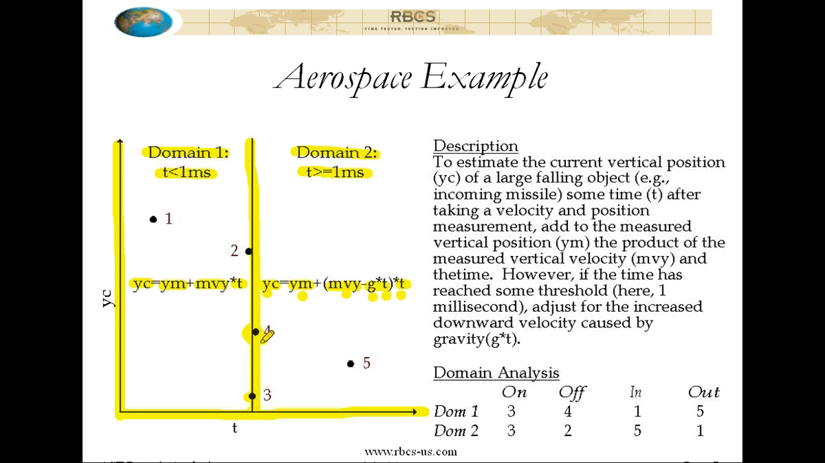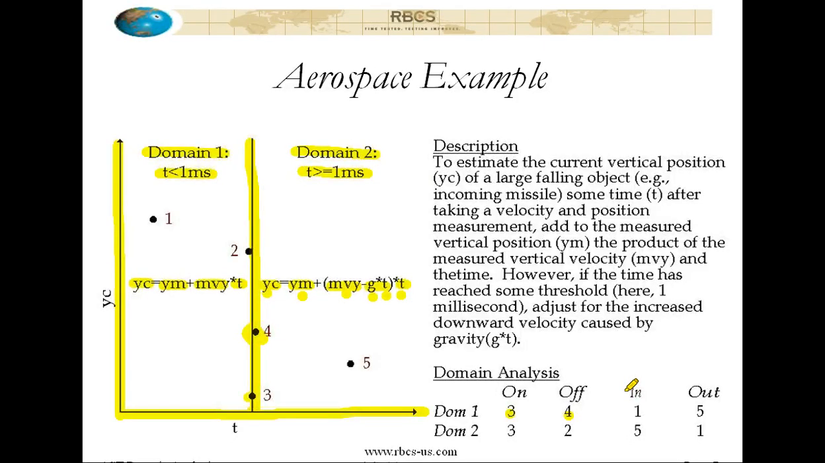Again, 4 can be anywhere in terms of the YC value. It doesn't matter. What matters is that it has to be T equals 1.001, assuming that a microsecond is the smallest recognizable amount. Okay, so there we go. There's our on or off.